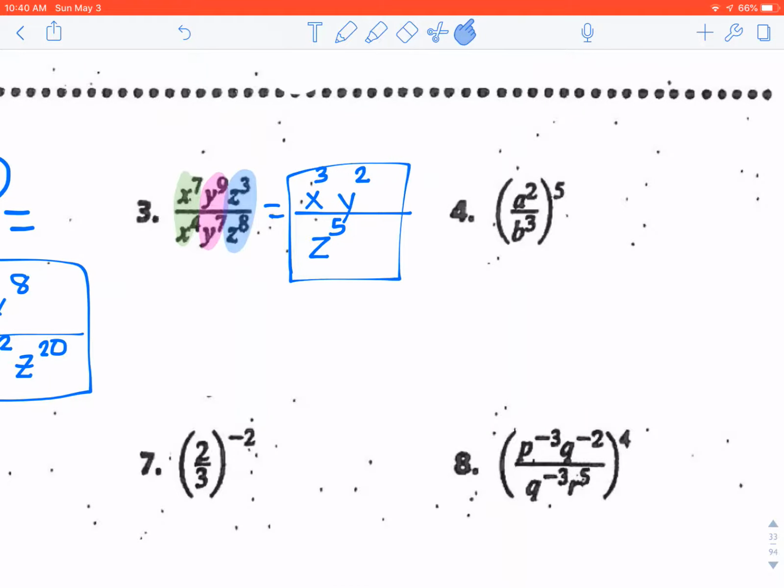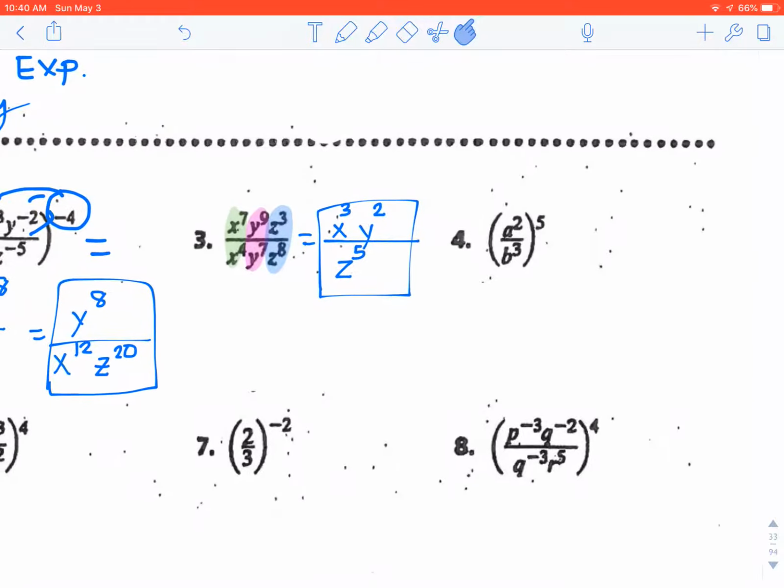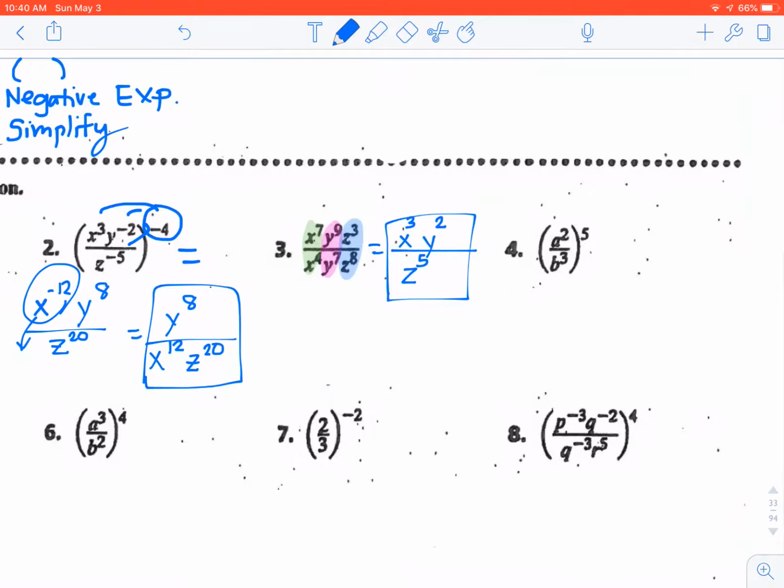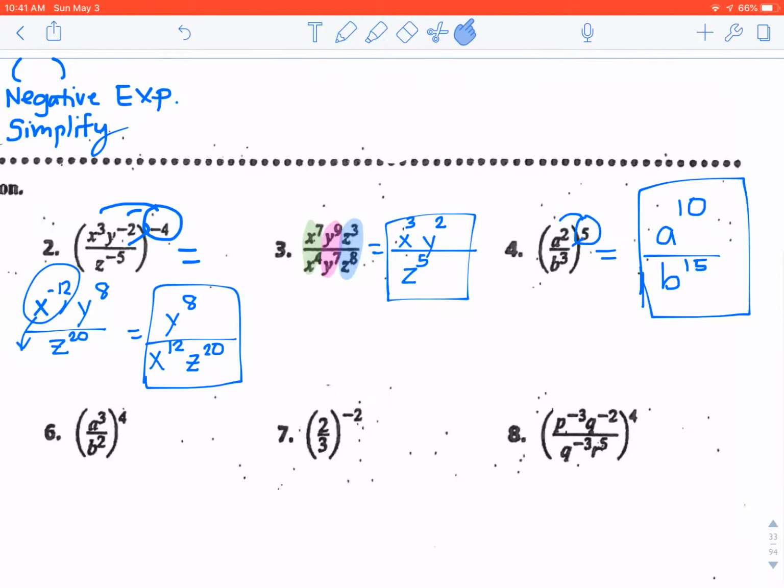Okay, number 4. First step, let's clear those parentheses. So you're taking this 5, and again, we're multiplying it by each of those exponents. So a to the, 2 times 5 is 10, over b to the, 5 times 3 is 15. Step 2, move negative exponents if there are any. There's not. Step 3, simplify. Okay, there's nothing to simplify because again, we've already cleared the parentheses, there's no negatives, and all of our bases are different. So we leave our answer like that.